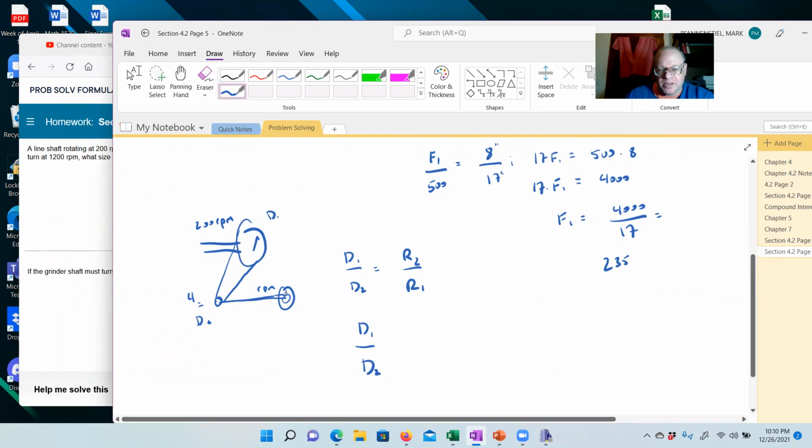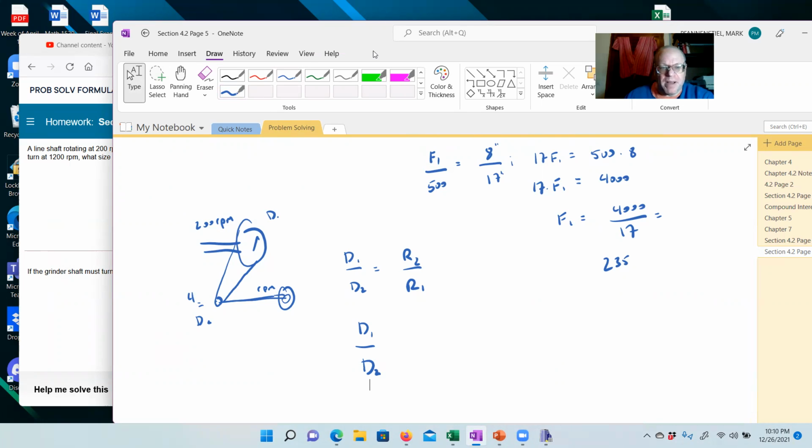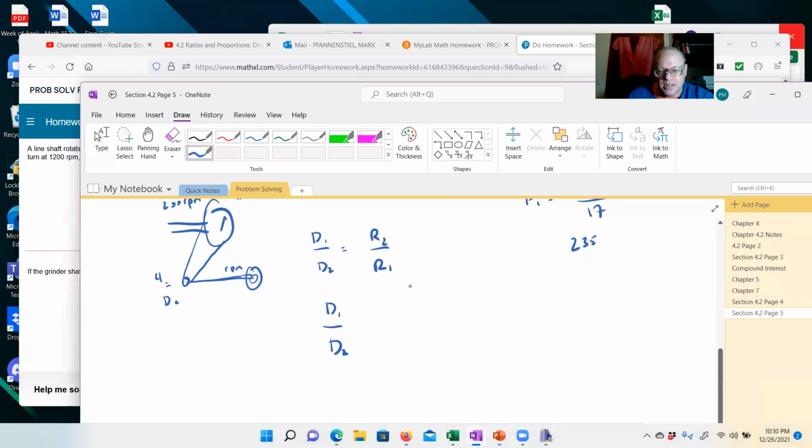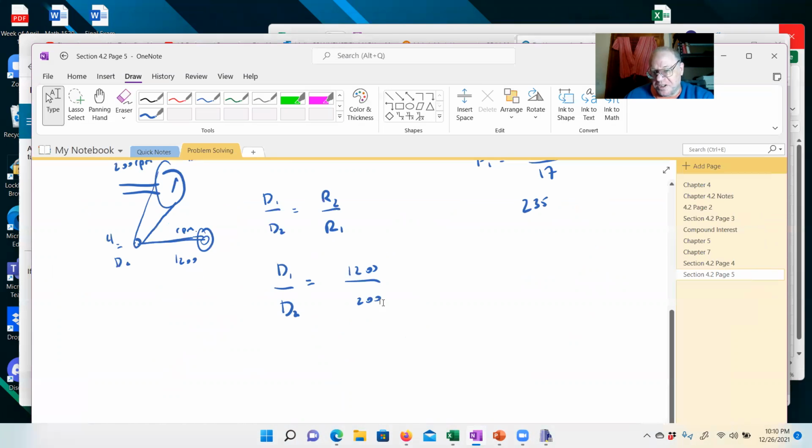Okay, rotation 2, they describe that to us in the problem. We go back and we say it has to turn at 1,200. So this is going to be 1,200. That's down here. And we start off at 200. If you see easier ways to do it, and you want to take a little bit of shortcut without going through all of that, you can do that. Diameter 2, by the way, this was 4. So we're just going to go through and cross multiply again.